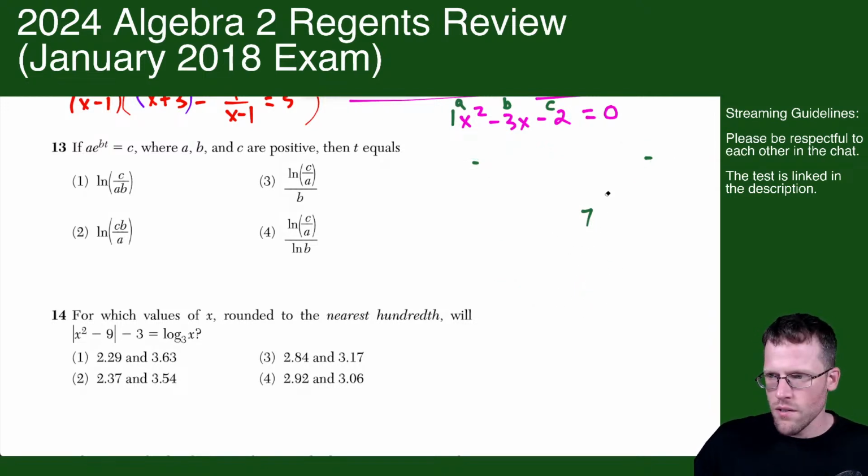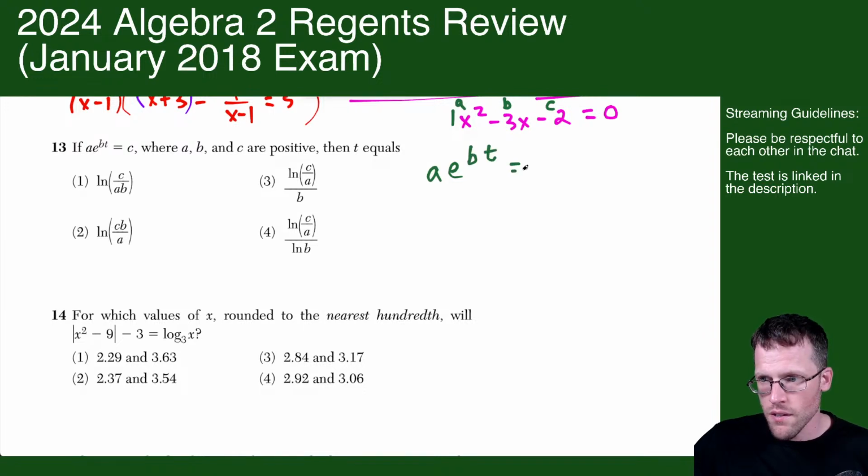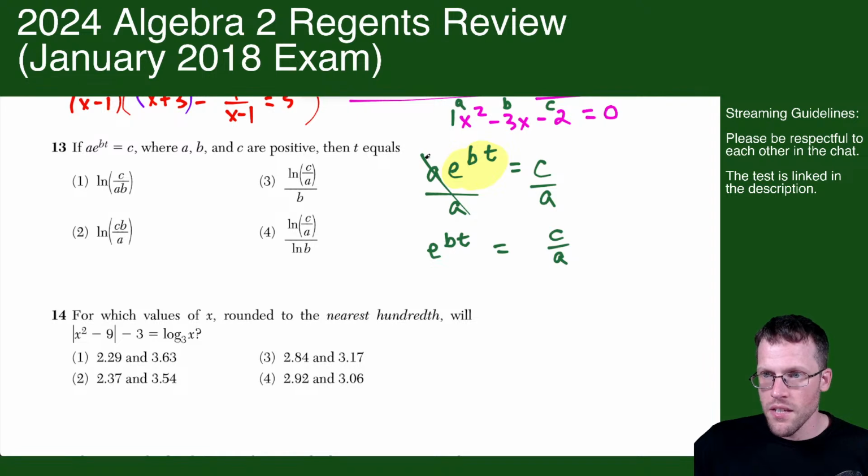And how are we doing? I guess we're making decent time here. So a e to the bt equals c. Now these terms are all connected. Like e to this power, I can't just divide by b. I'd have to use logs. That's why all this has natural log. So first I would just divide by a. Now this is gone, and we have e to the bt equals c over a. The opposite of e is natural log.